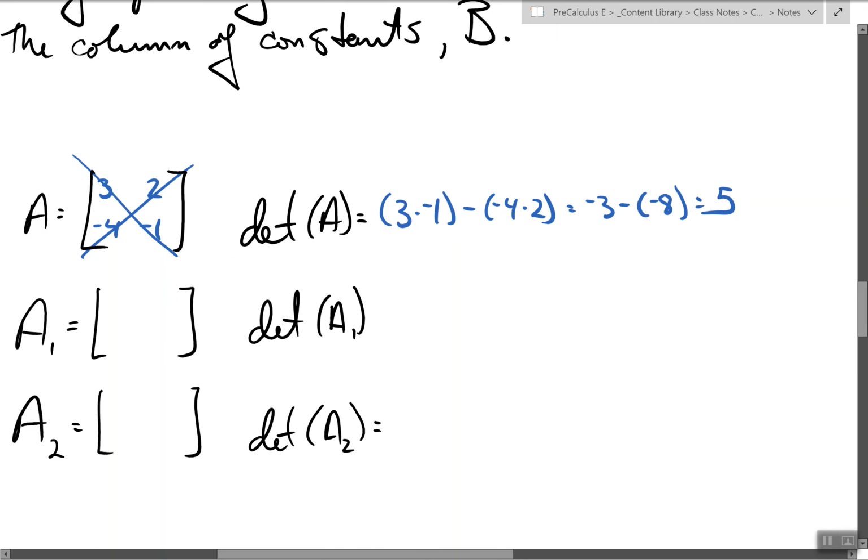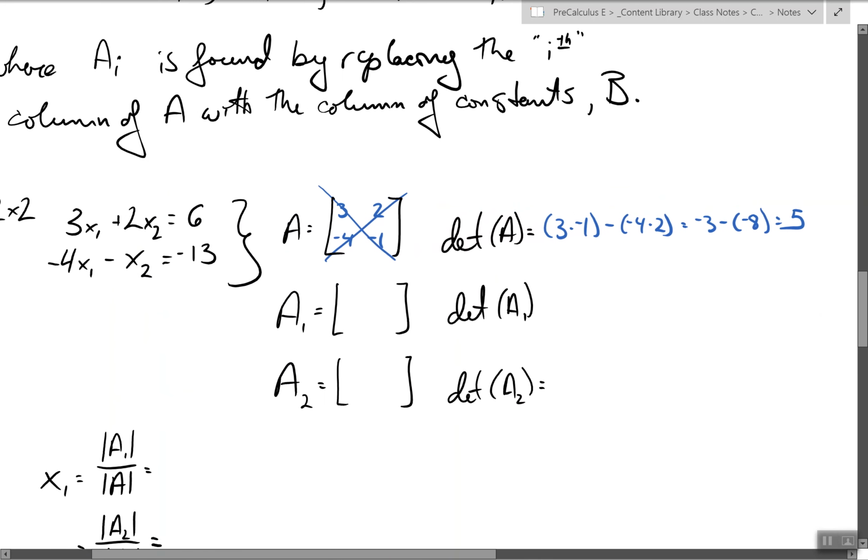Okay, now here's where the fun comes in. What we're going to do now, since this is A sub 1, we're going to replace the first column, which would be 3, negative 4, with the two answers. So this first column, instead of being the 3, negative 4 that we just did, is now going to be these two answers. So 6, negative 13. So we replace the first column with the answer column. The second column stays the same, so 2 and negative 1.